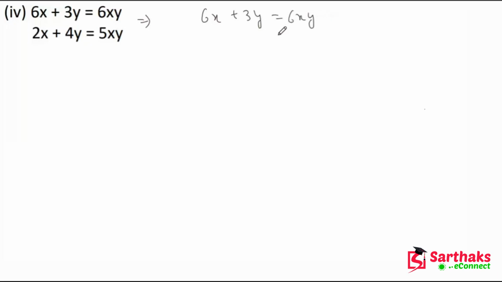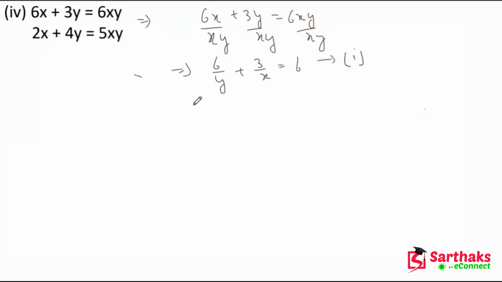Now here there is no constant, so we have to divide by xy. Then it will become 6 upon y plus 3 upon x is equal to 6. So this is our equation first. And if we solve the second, it will become 2 upon y plus 4 upon x is equal to 5 upon, no, there is no denominator, 5 is single. Now this is equation second.